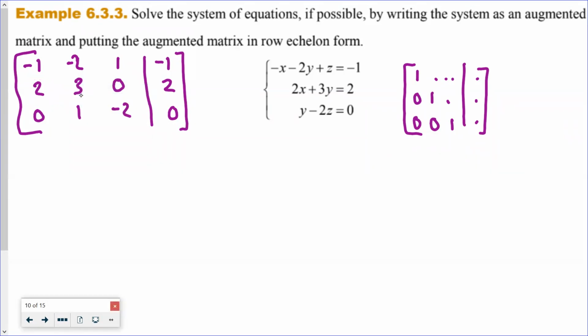Let's go through some steps here. And if I lose you at some point, please just stop me. So what I'm going to do is start by getting a new row 1. I don't have to divide, I'm just going to multiply. So I'm going to do negative times R1. And that'll just change all the signs. So now this is going to be 1, 2, -1, and then 1, because I want to see a 1 out in front there.